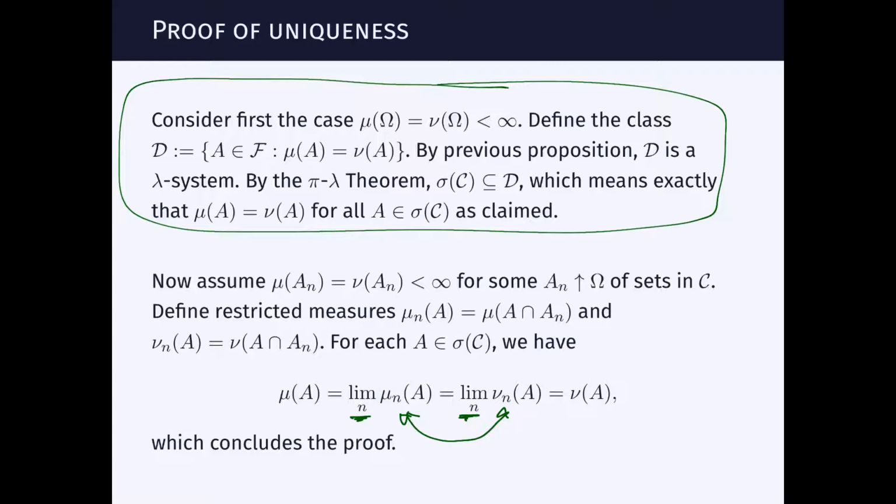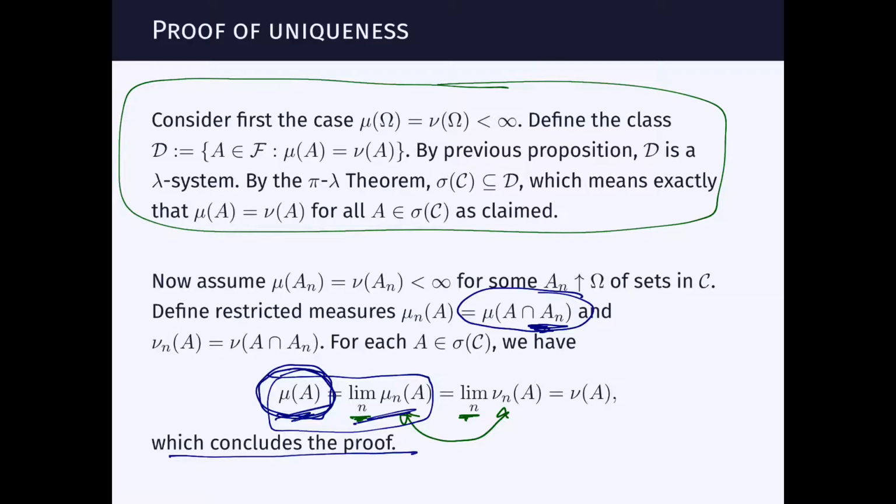But now, on the other hand, we have this equality here, meaning this limit equals this measure, simply because if we take these sets indexed by n, this is an increasing sequence of sets, and it increases to A. And here we're just using the fact that mu is a measure, and measures have this property of continuity from below. And this will conclude the proof.